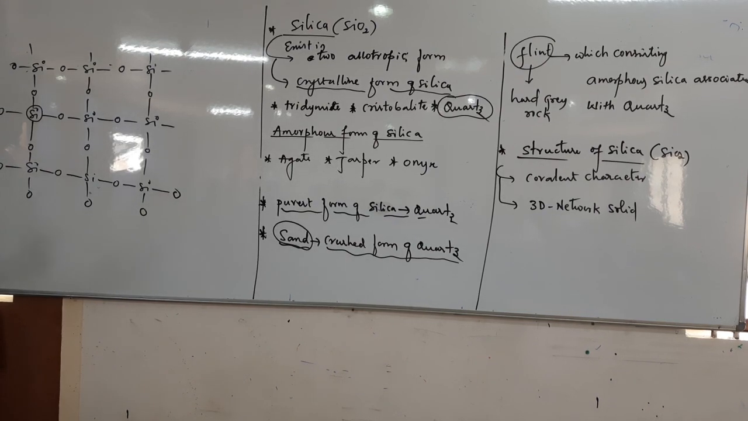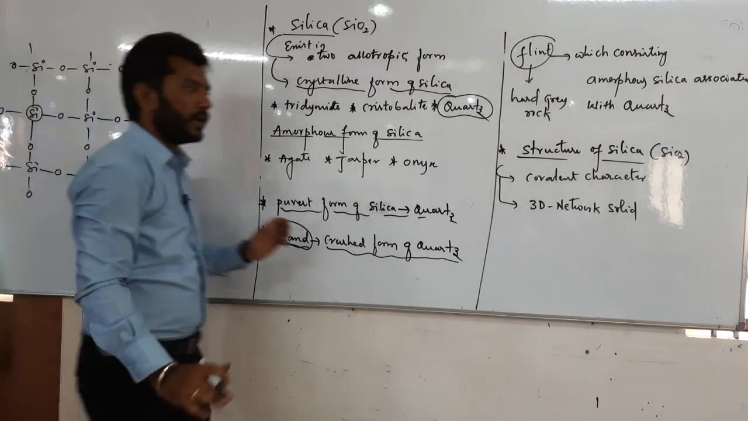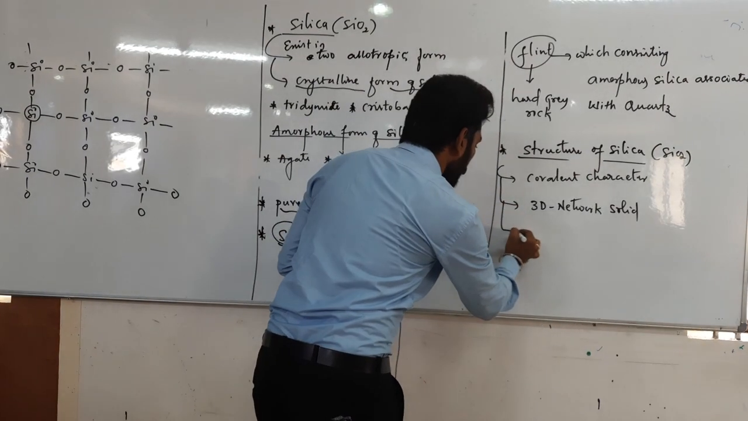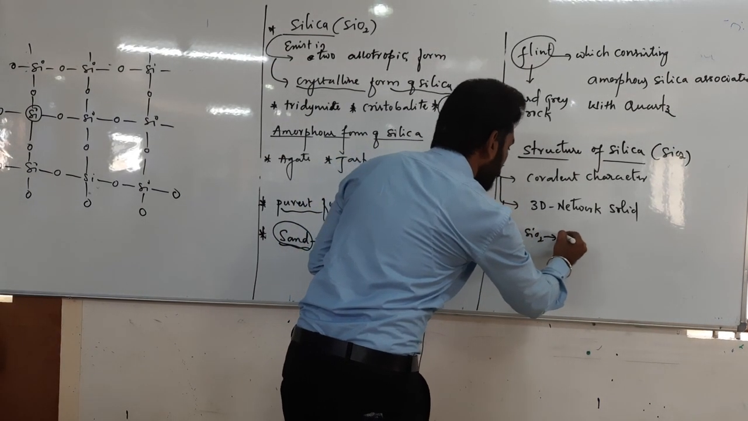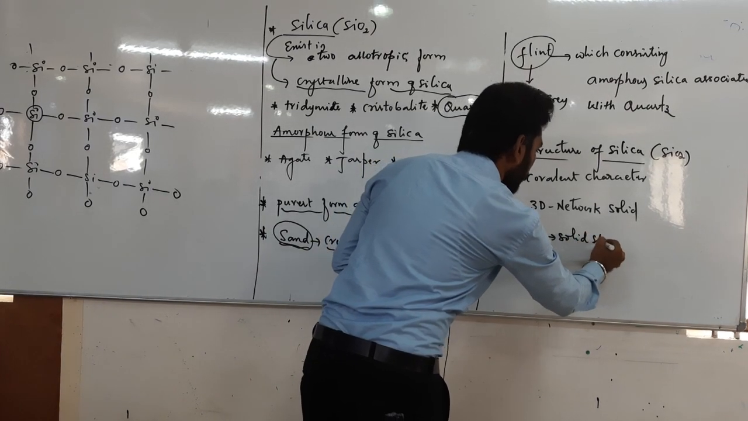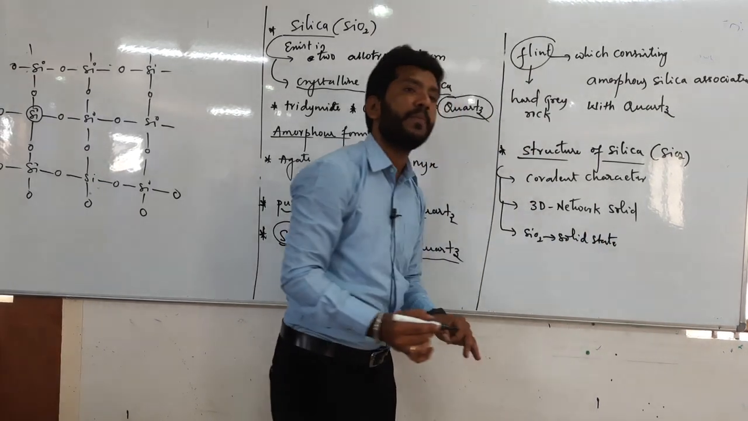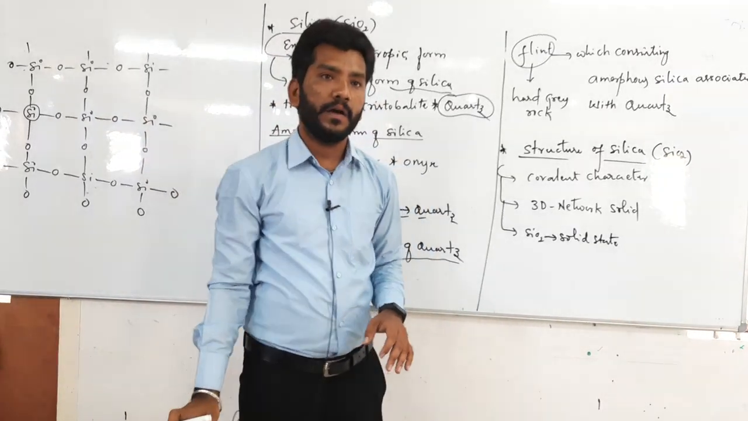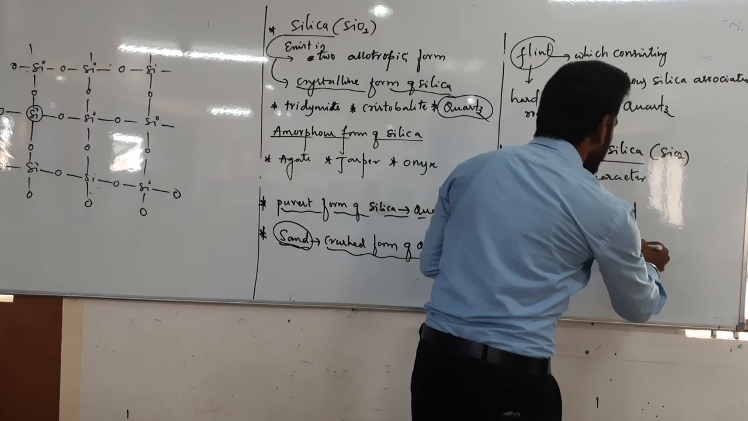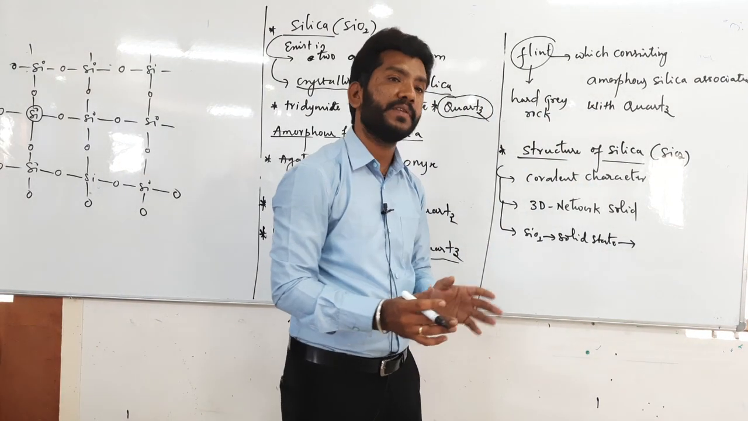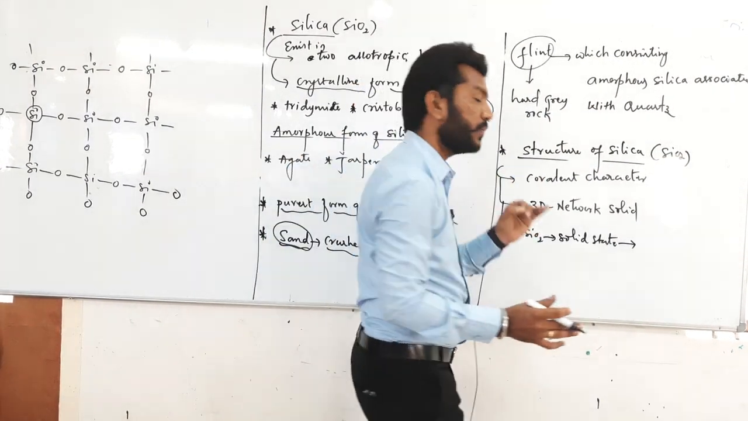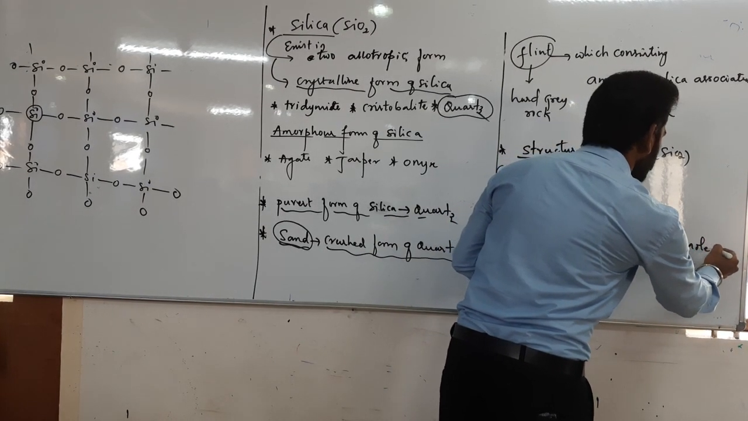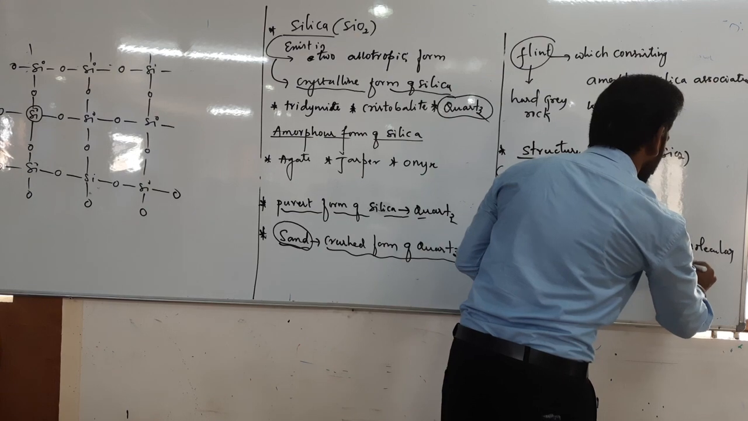Is it understandable? And since I just told you it is a 3-dimensional network solid, SiO2 is in the solid state. Why? Because it has a giant molecular structure. It has a giant molecular structure. So why does SiO2 exist in the solid state? Because of its giant molecular structure, guys.